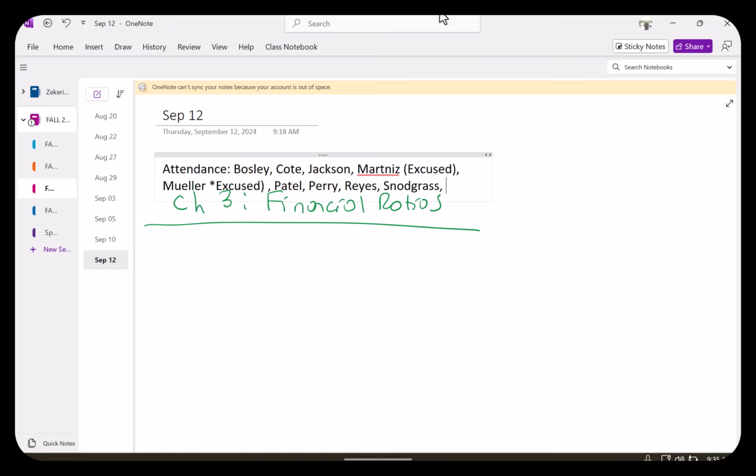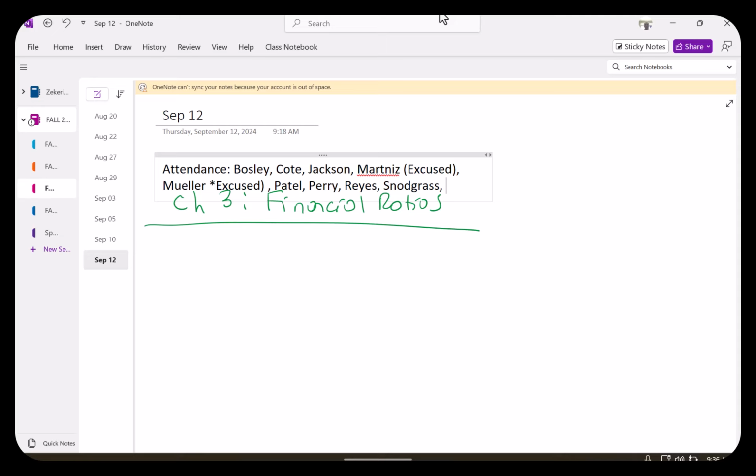Who has heard of things called financial ratios? Anybody has any interest in investing? Anything? So you never heard of things called financial ratios? Okay.